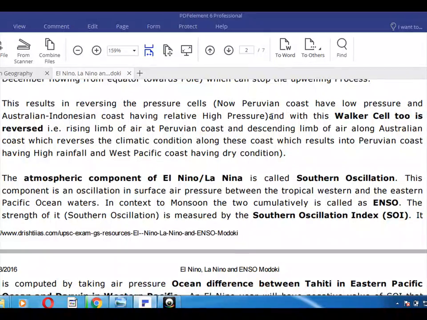The result is the reversing of the Walker cell. The American coast has low pressure and the Australian-Indonesian coast has high pressure. With this, the Walker cell is reversed, resulting in a rising limb of air at the American coast and a descending limb of air along the Australian coast, which reverses the climate condition along this coast. This results in the American coast having high rainfall and the Western Pacific coast having dry conditions.